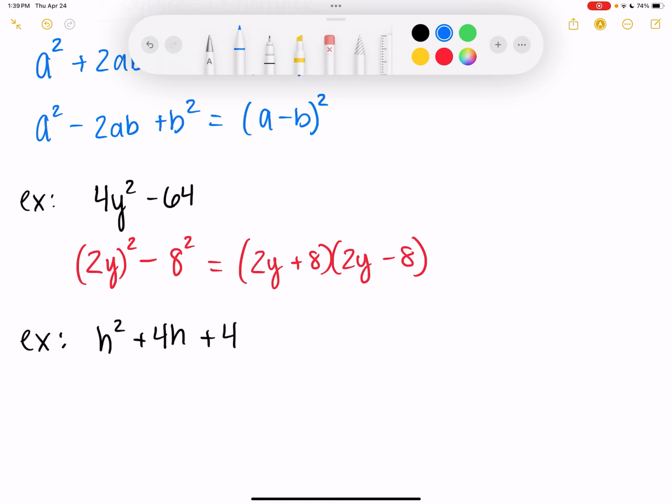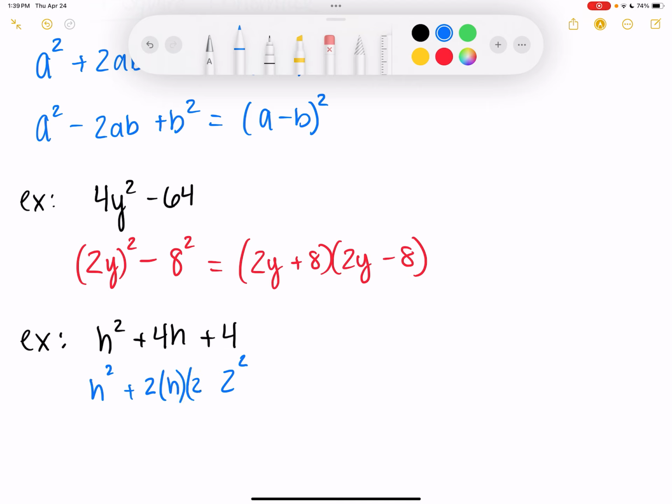So it's the first term squared. This is really what squared? 2 squared. So h squared and 2 squared. Then this middle term is 2 times the first term, which is h, times the last term, which is 2.